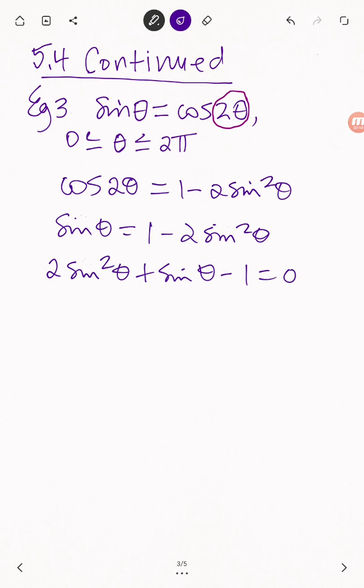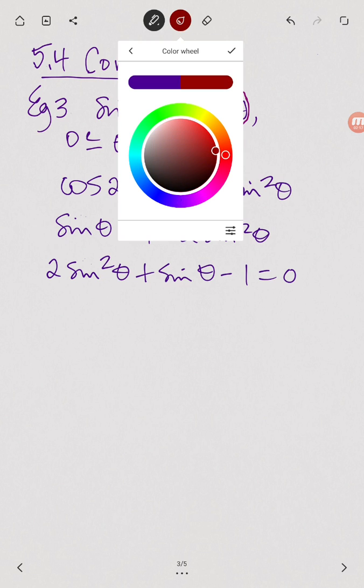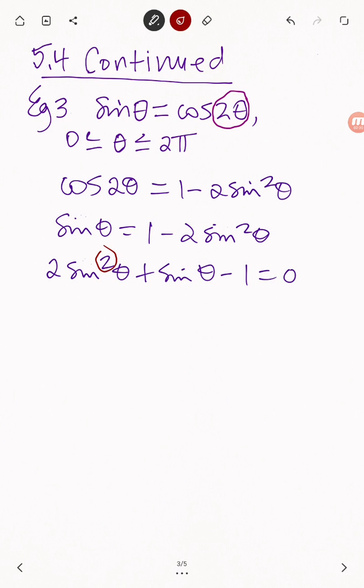However, I should notice the pattern. The squared, the no squared or degree 1 term, and then the constant term. So this should look suspiciously familiar. And it should remind you of a quadratic equation, right? Because I've got squared and then not squared and then constant. Sorry, it's kind of hard to write with these stylus things.